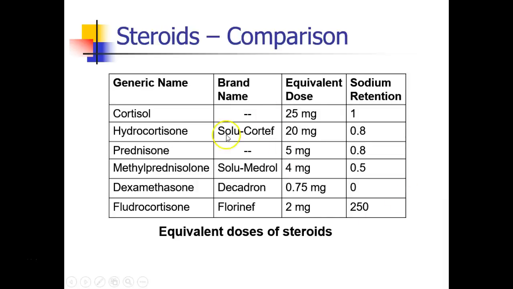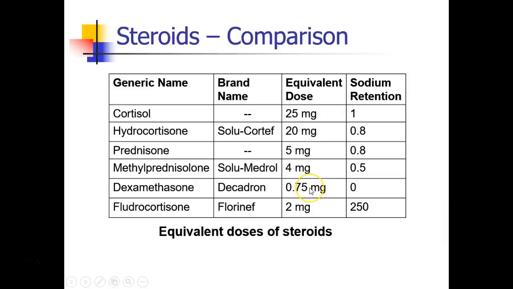This is a chart I like very much. First of all, because it's sometimes hard to remember the brand name and generic names of all of these different drugs. And it also shows the equivalent dose. So we see a patient who's taking 5 milligrams a day of prednisone is about the equivalent of 20 milligrams a day of hydrocortisone, which is the same as only 0.75 milligrams of Decadron.